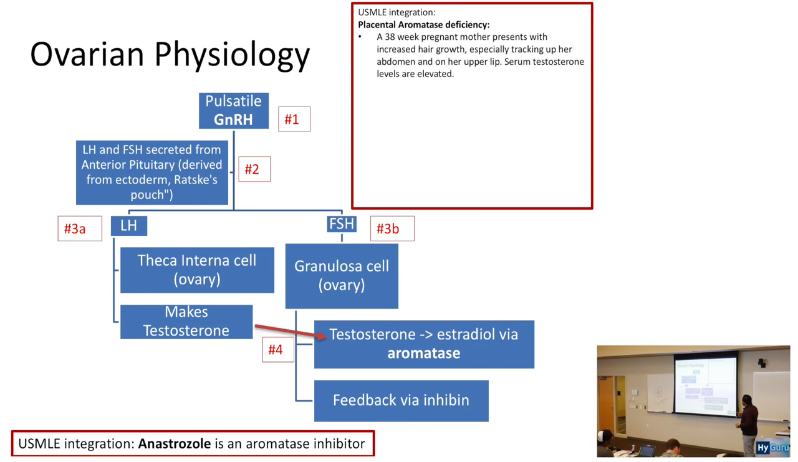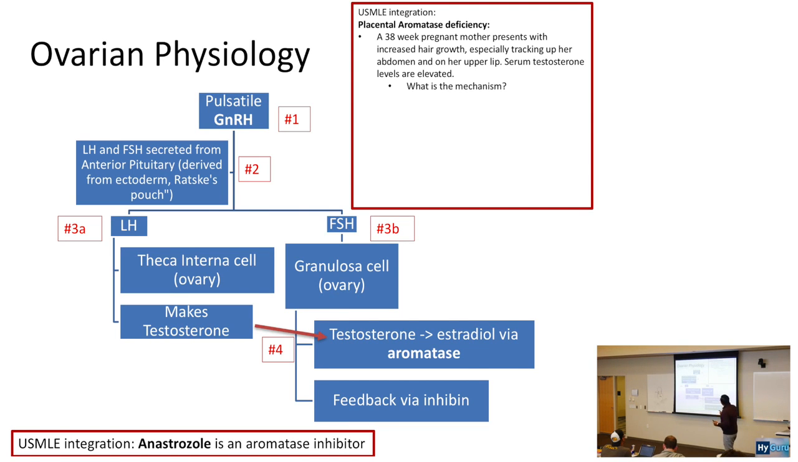And it's important for you to know that the granulosa cell is going to secrete inhibin, and this inhibin is going to feed back to FSH. So, when we talk about the clinical correlations, let's talk about placental aromatase deficiency. It presents as a 38-week pregnant mother with increased hair growth, especially tracking up her abdomen, and androgen levels are going to be elevated, okay? So now there's a pregnant girl who has a lot of hair.